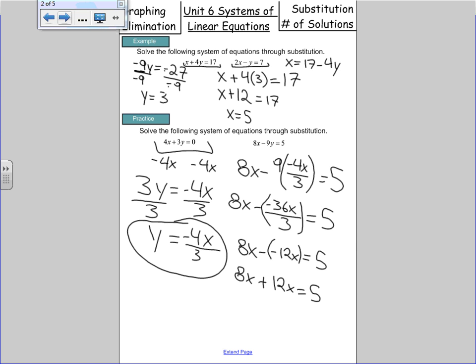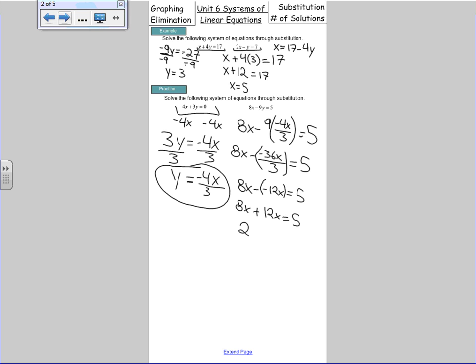Combine like terms, right? Now you have 20x is equal to 5. The 20x comes from 8 plus 12. Now we divide both sides by what, Dawson? 20, yeah. And you'll get x is equal to 1 over 4. 5 divided by 20 is the same as 1 over 4, or 1/4.